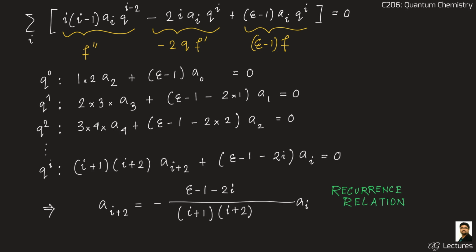So this is the recurrence relation which connects a i to a i plus 2. If we know a0, then we can get a2, and from there we can get a4, 6, 8, all the even a's. And if we know a1, then that will lead to a3, 5, 7, etc. Therefore, we need to know a0 and a1. They are going to be independent coefficients, and once we know a0 and a1, the rest of the coefficients are just going to be given by this recurrence relation.